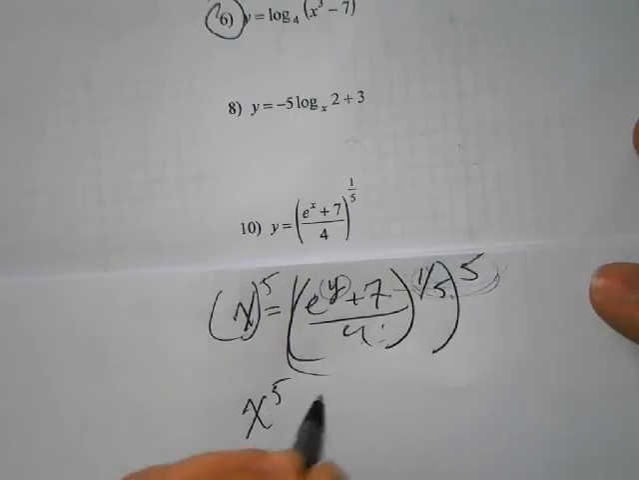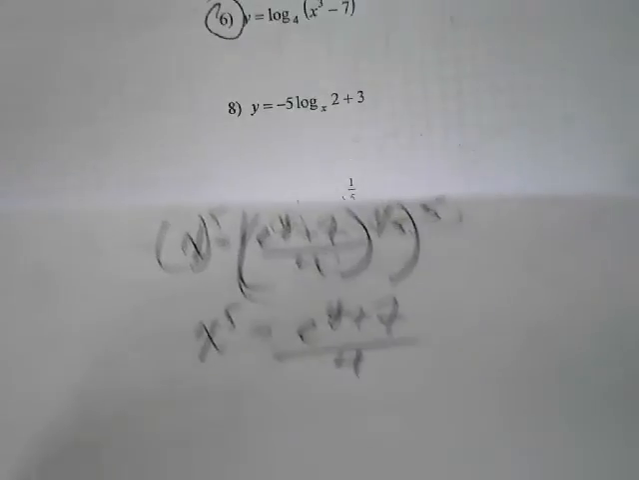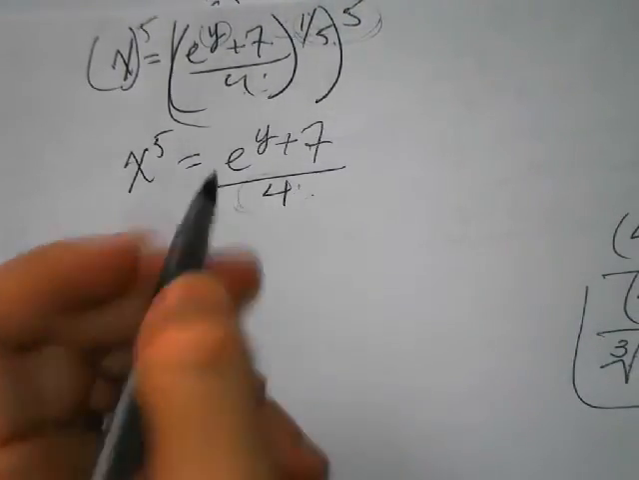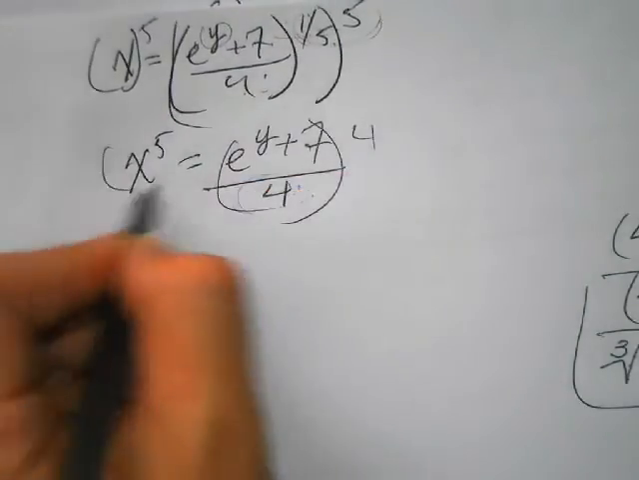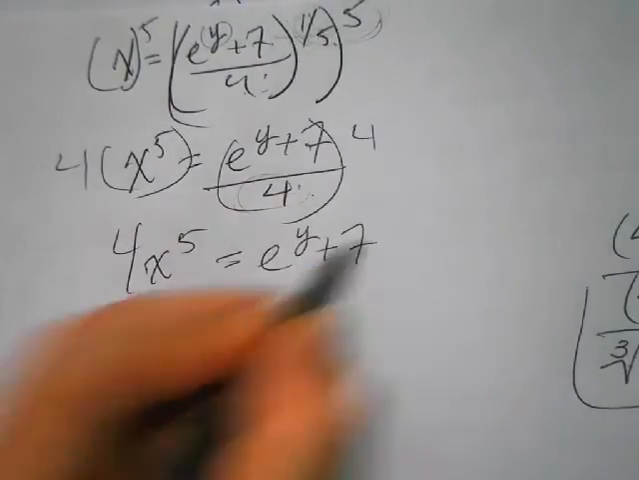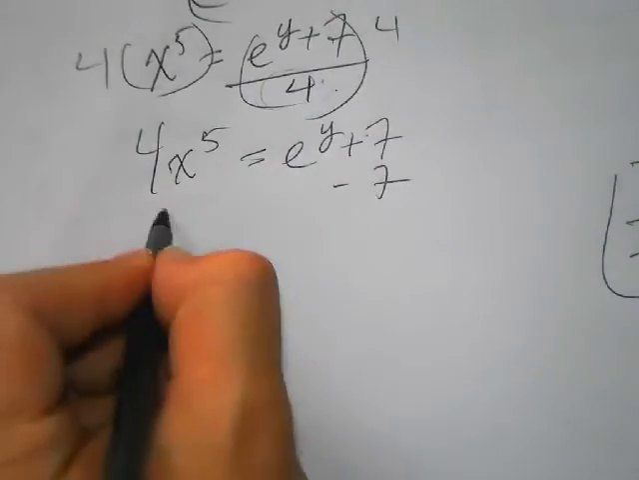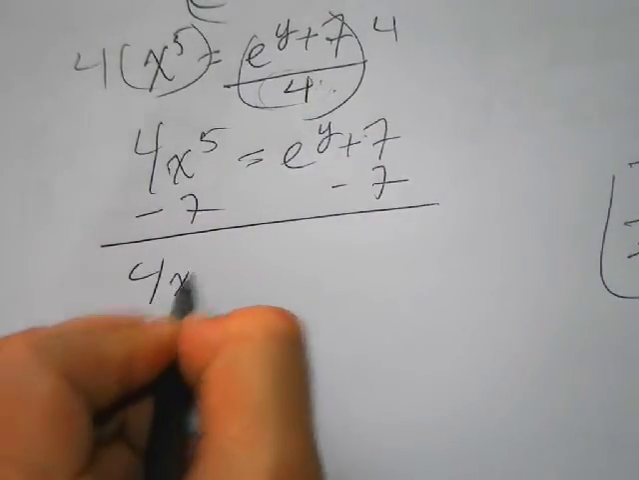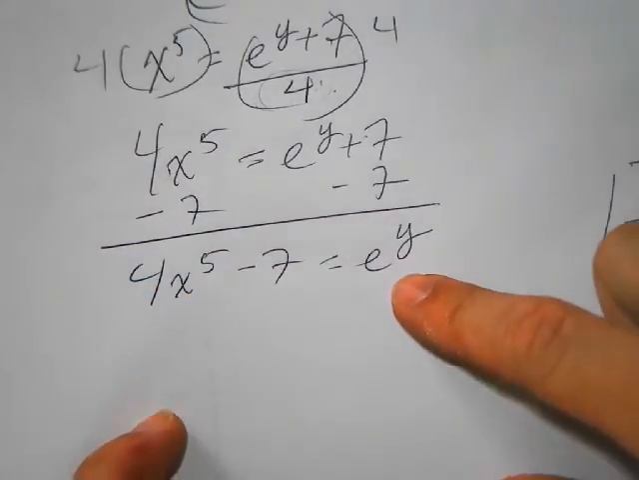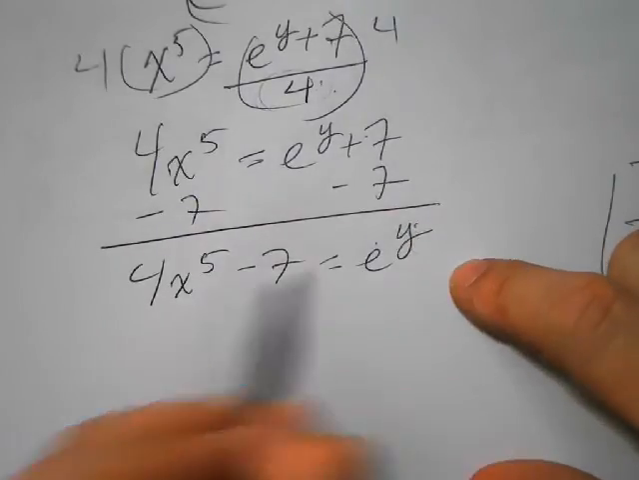This says that x to the 5th is e to the y plus 7 over 4. Our next move is to get rid of this 4. We need to multiply both sides by 4, and you'll get 4x to the 5th is e to the y plus 7. And now we can just get rid of our 7. We're going to subtract our 7, and we get 4x to the 5th minus 7 is e to the y. And this is the exact scenario that we're looking for. We want base to the y so that we can write our sentence.